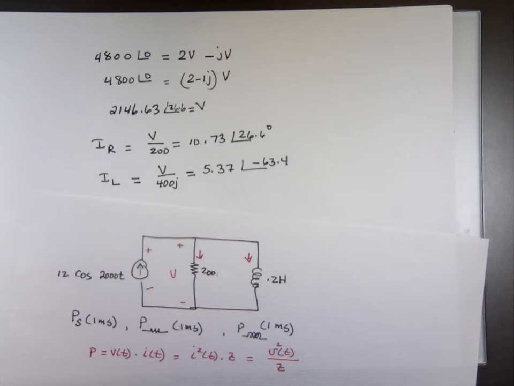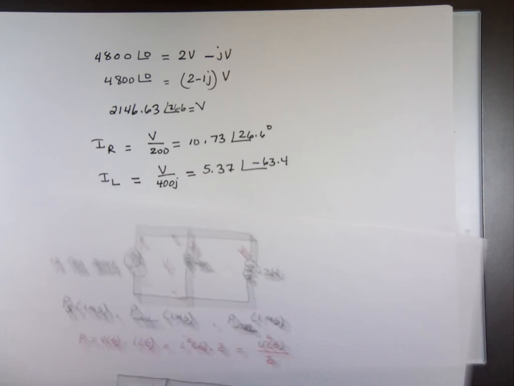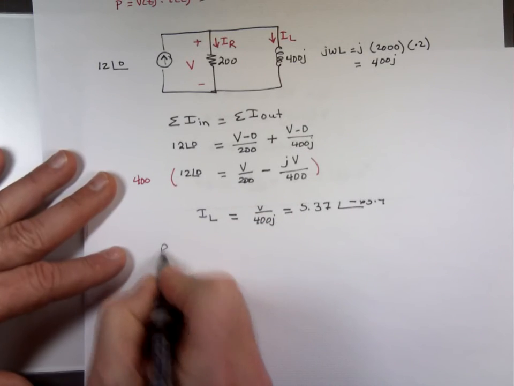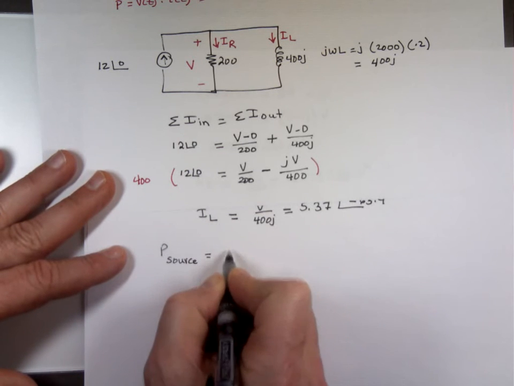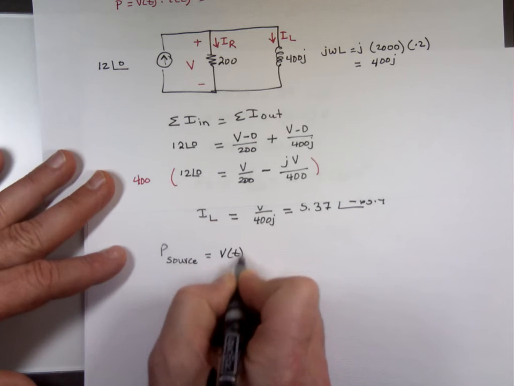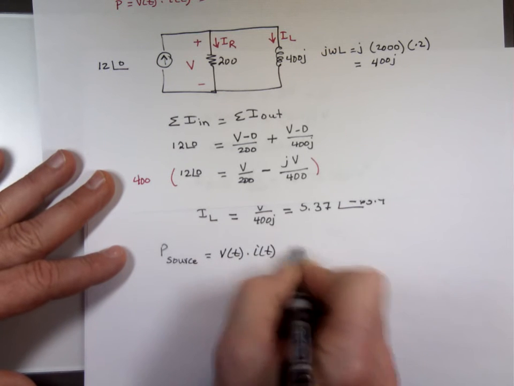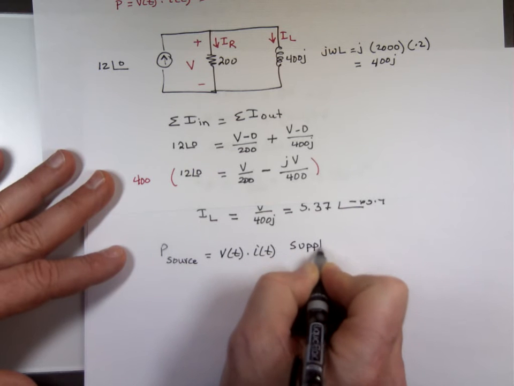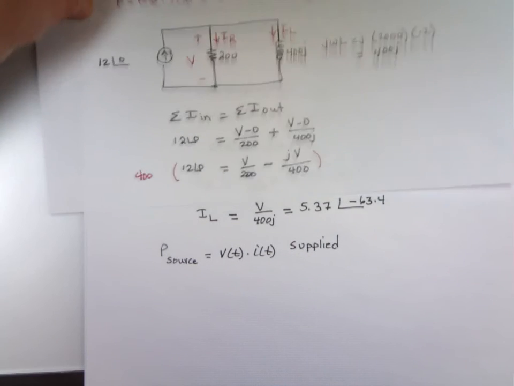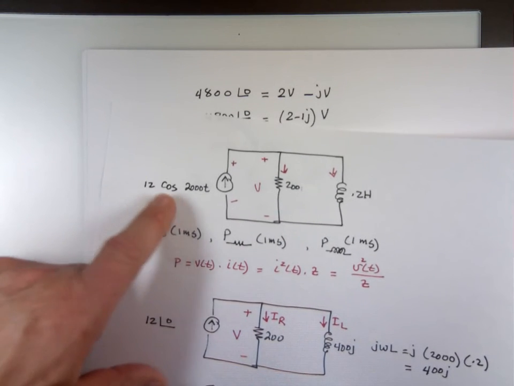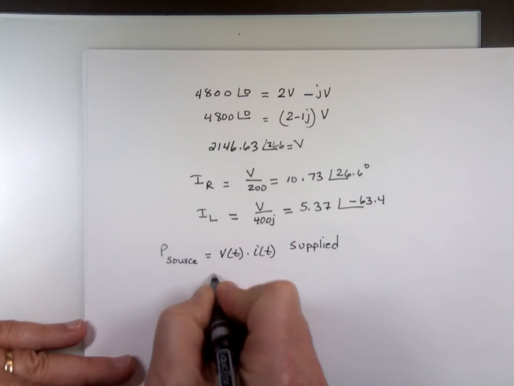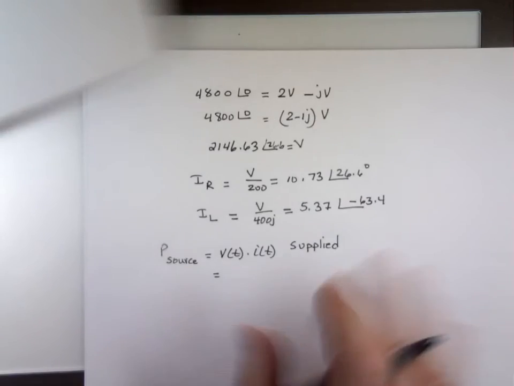So the question: what is the power supplied, absorbed, taken, all the stuff? Here we go. Let's look at the source. Power by the source is going to be V times I, and that'll be supplied. Well, here's the source. The voltage is 12 cosine 2000t. Oh, that's the current, I'm sorry. The voltage is what? Right here.